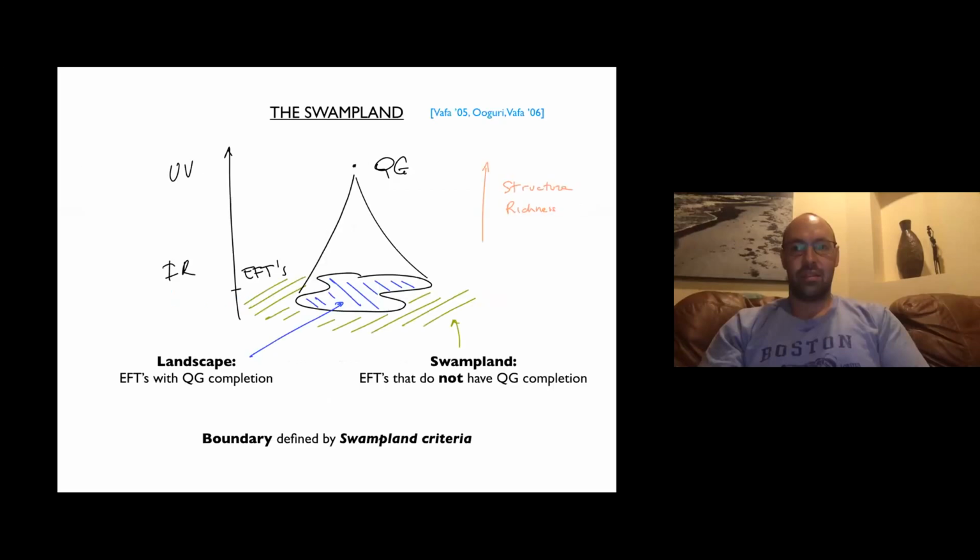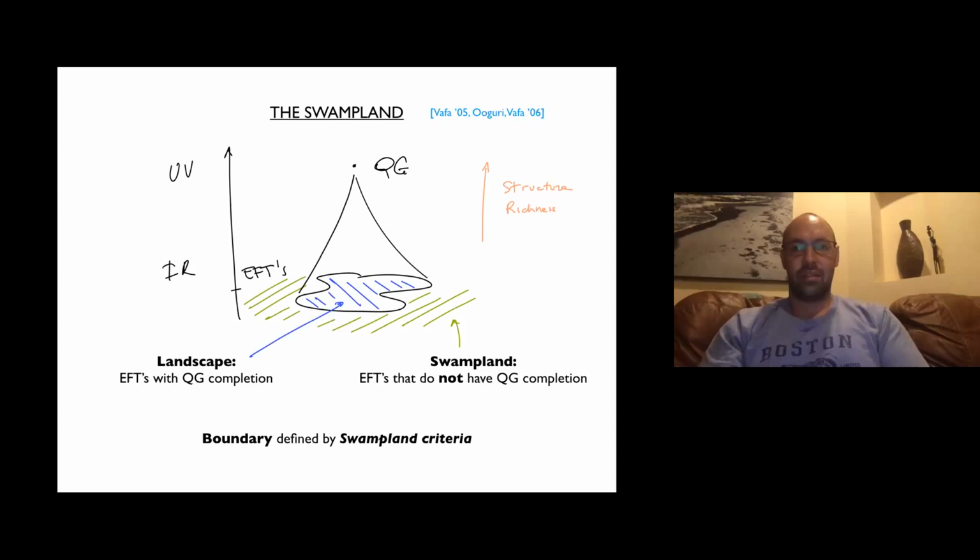So this is a swampland talk. Let me quickly review. We know that not every effective field theory can be consistently completed in quantum gravity, and we have this notion of which effective field theories can be completed and which cannot. The former are said to be in the landscape, and the latter in the swampland.